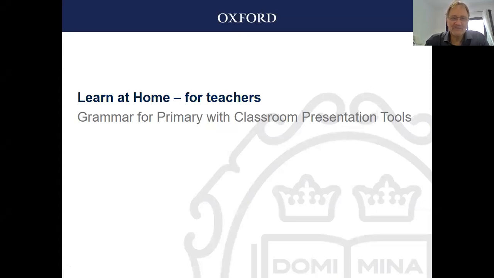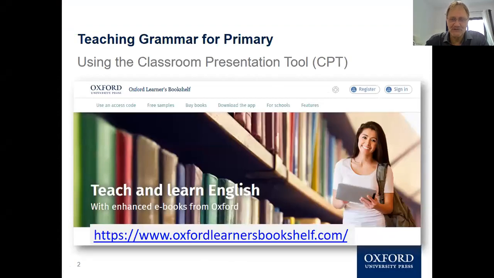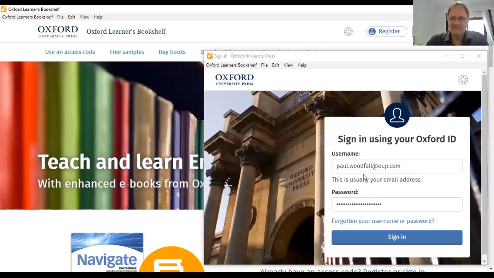In this session, we're going to be looking at grammar for primary with the classroom presentation tool. The classroom presentation tool can be found at oxfordlearnersbookshelf.com. I'm going to open my Oxford Learners Bookshelf app, desktop app, and here it is. I'm going to sign in.